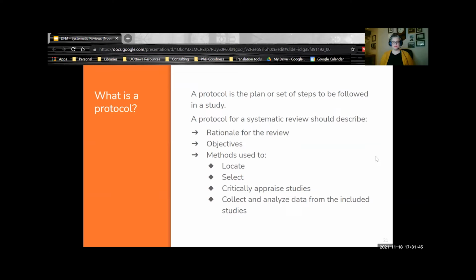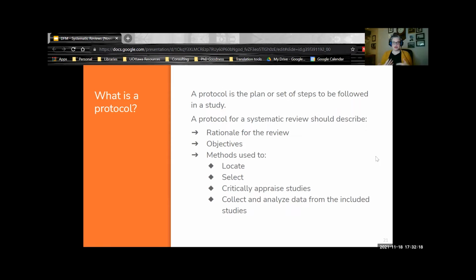Because it really makes you think of all aspects of how you're planning your systematic review. So where are you going to find the databases? Where are you going to find your supplementary information like gray literature? What tools are you going to use to critically appraise the studies? Because there are different tools depending on the study design, for example, for RCTs versus cohort studies. What kind of data do you want to collect from the included studies to form your data extraction sheet?